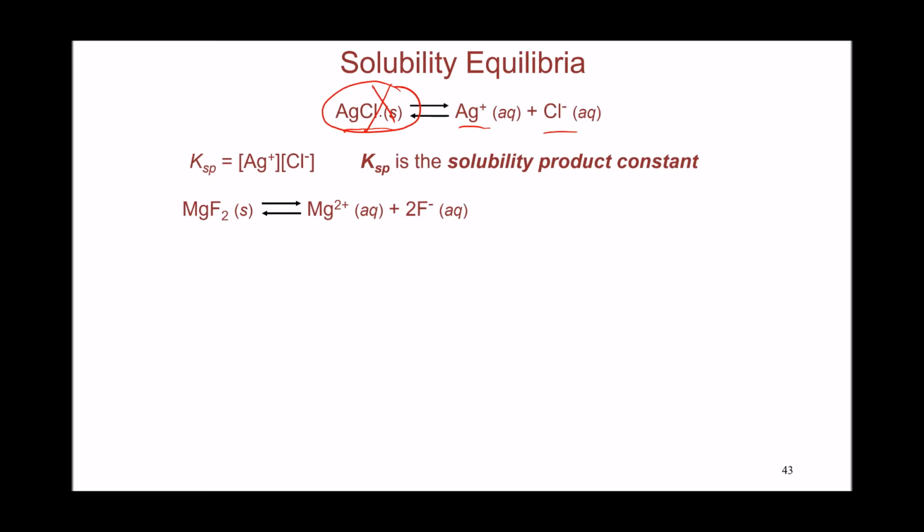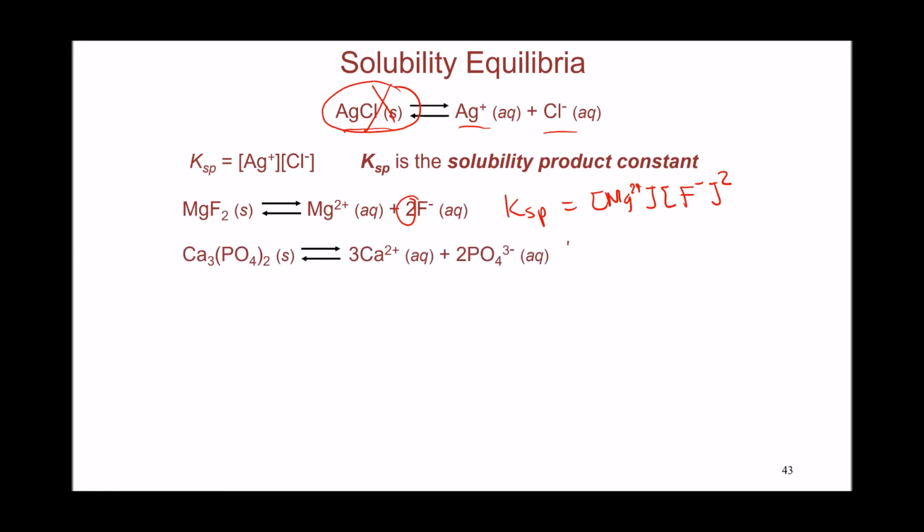So for this example right here, magnesium fluoride, if you try to set up the expression for the solubility product constant, KSP, it should be the concentration of magnesium times the concentration of fluoride to the power 2, which is the molar coefficient of the ion, right? For something like calcium phosphate, KSP equals the concentration of calcium to the power 3 times the concentration of phosphate to the power 2, right? So you have to pay attention to the molar coefficient of the ions when you set up the expression for the solubility product constant for any salt.